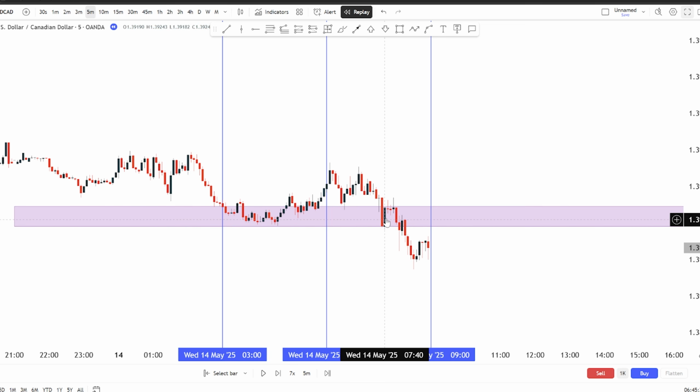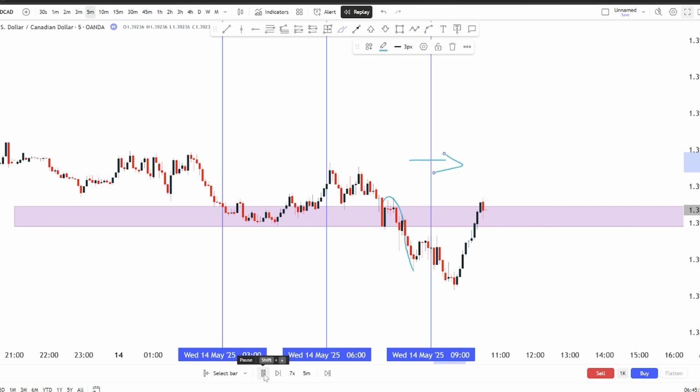Here we have the first entry right there. But it has resulted in a loss because the market clearly moved to the downside. And then we are moving on to the next time frame. Look closely. Price even traded below the previous low.